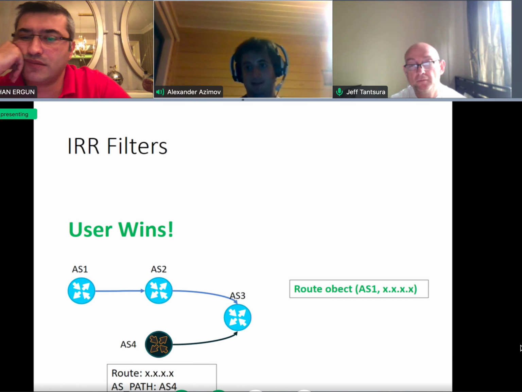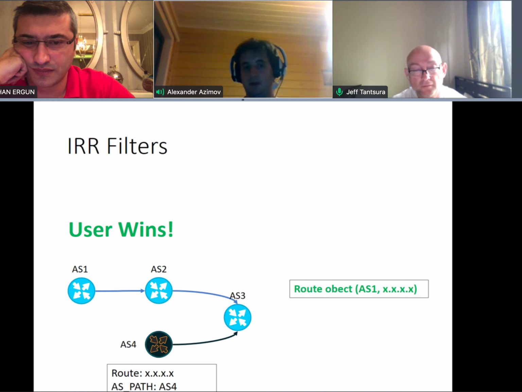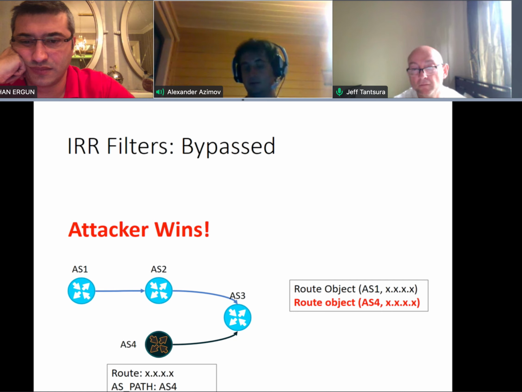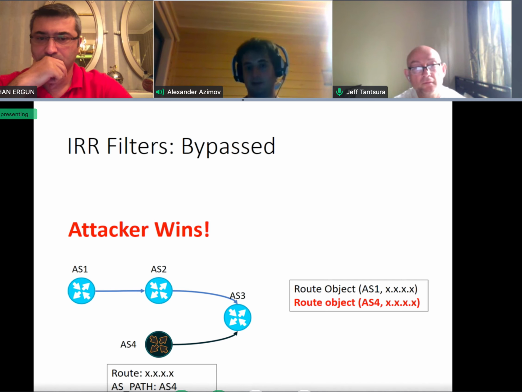And during the slides, AS4 will do its best to hijack address space that belongs to AS1. And we will evaluate on these tests what's happening and how AS4 can bypass different ways of filtering. So let's imagine that AS1 creates the route object and AS3 is using proper IRR filters. In this case, if AS4 tries to directly hijack address space, AS3 will be able to detect it and thus reject these malicious prefixes. So everything is fine. But unfortunately, if AS4 has malicious intent, it's very easy to bypass such filtering.